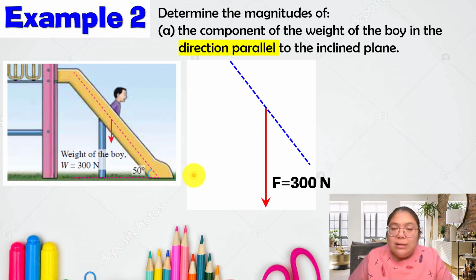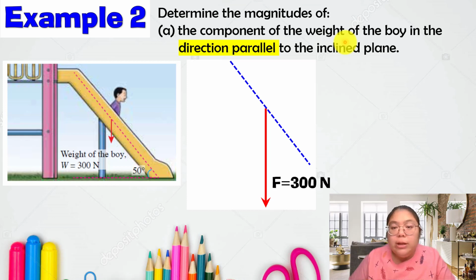Okay, now we got another situation. They also need to find the component, the magnitude of the component. That means you want to find out what's the number. They do want the direction. So from here, the component of the weight of the boy in the direction parallel to the inclined plane. So you need to find out the component of the weight.